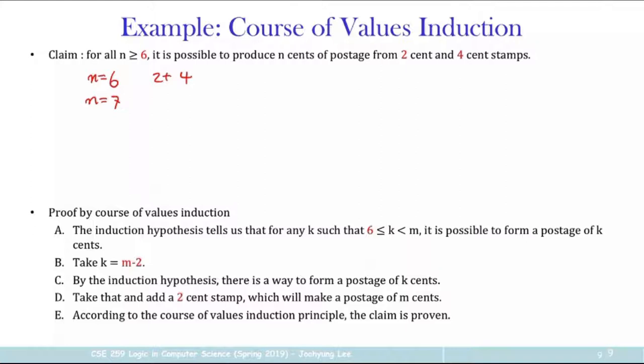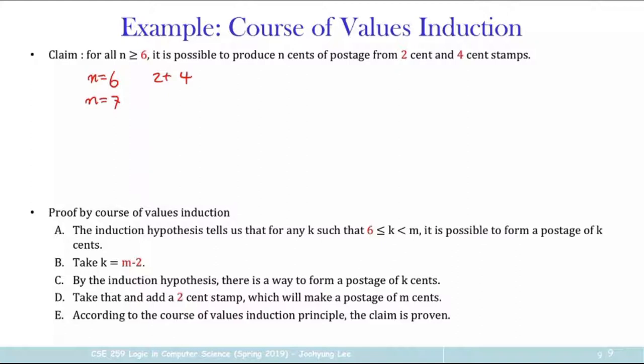What? That doesn't make any sense. You just proved it. Right? How can that not make any sense here? Why can you not make 7 with 2 cent stamps? Right? Is the claim true or false?